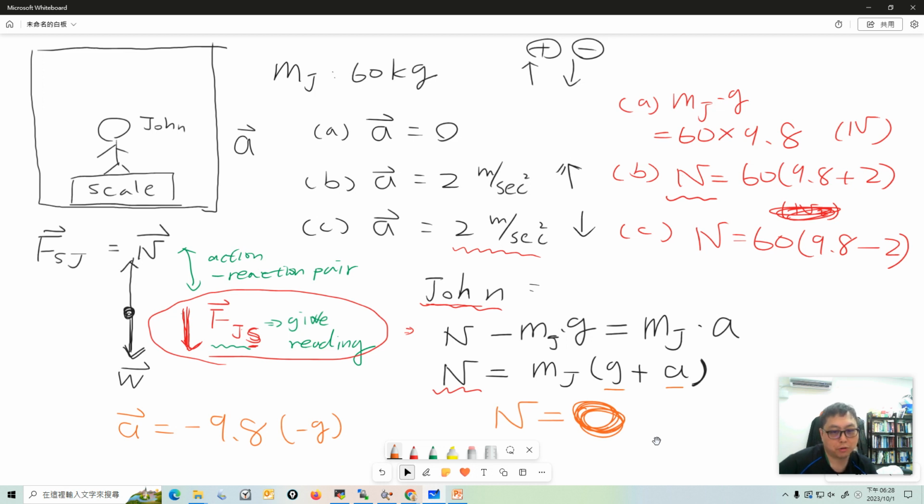It's a famous problem. I hope you can understand this and that it gives you more sense about action and reaction forces and how we should treat these action-reaction pairs during force analysis.